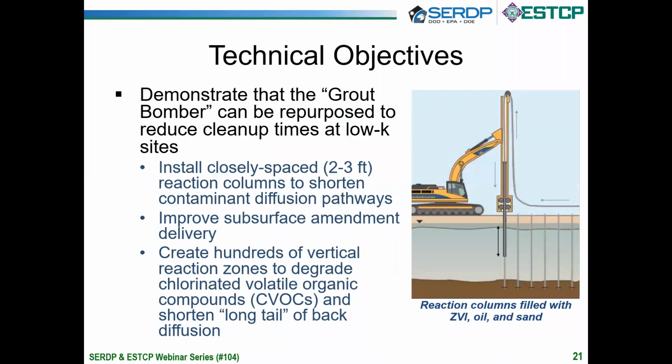So let's move over to our technical objectives, which was to install very, very closely spaced, this is 2 to 3 feet, reaction columns for the goal of shortening contaminant diffusion pathways. We also wanted to improve subsurface amendment delivery. In other words, we want to get as much amendment as we can in the ground as quickly as we can. And then we also wanted to create these hundreds of vertical reaction zones to degrade chlorinated volatile organic compounds, or CVOCs, with the goal of shortening that long tail that we see from back diffusion that we'll see on those concentration versus time graphs.